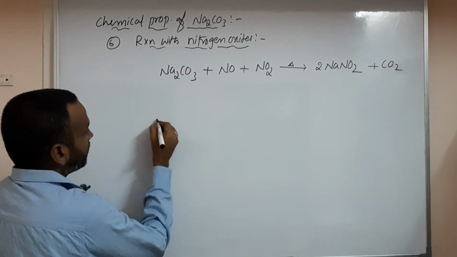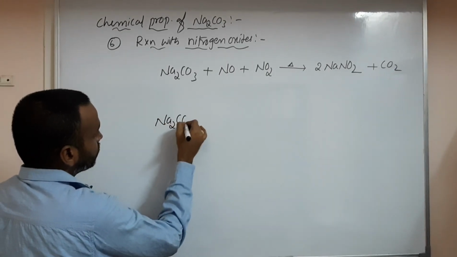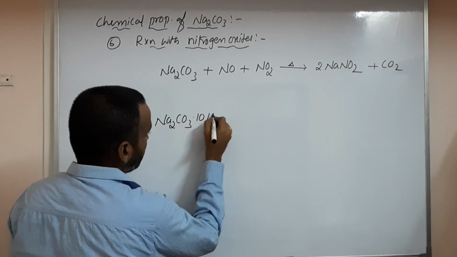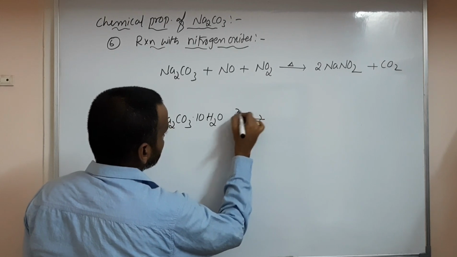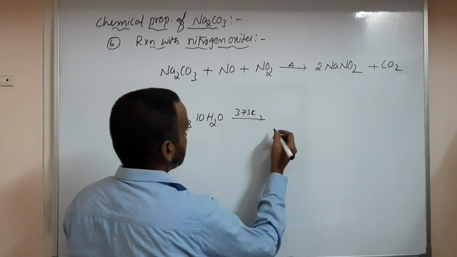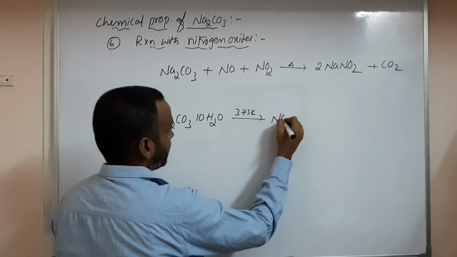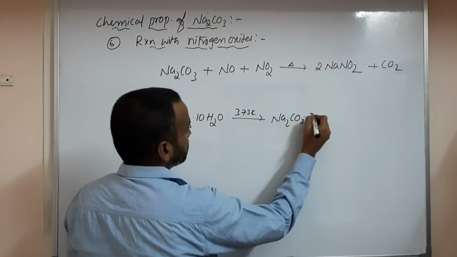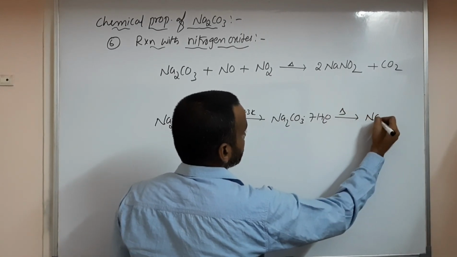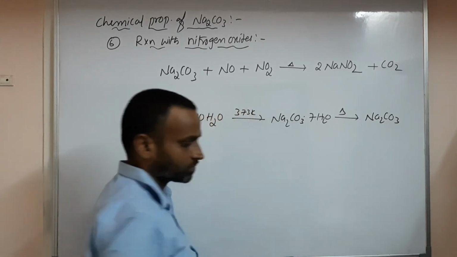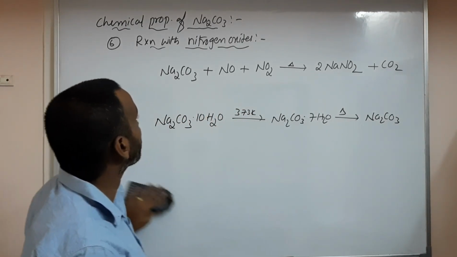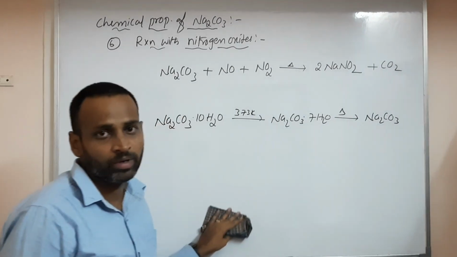And last and final, Na2CO3, that particular washing soda, when you heat it at about 373 Kelvin, it first loses 3 water molecules, forming Na2CO3.7H2O, and later on heating again you will get Na2CO3. So these are the chemical properties of sodium carbonate.